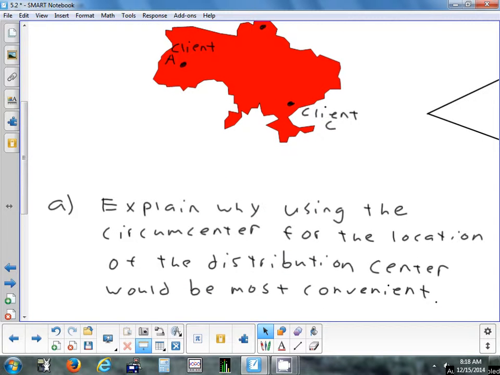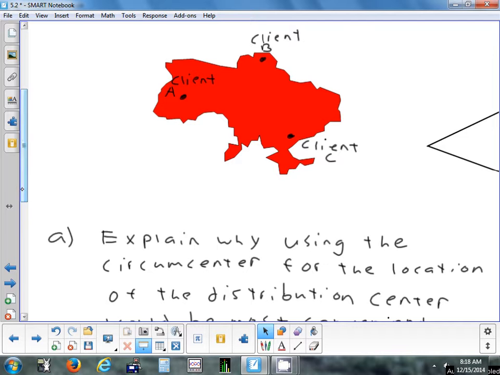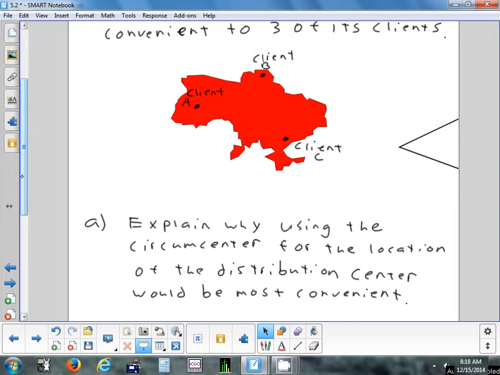So I want to know why using the circumcenter as the location for the distribution point would be the best way to do it. They had a map or a grid of a city, and they sketched it out. Maybe they couldn't get it perfect in a real city; there could be a river or something. But they try to get it pretty close to the circumcenter. Why is that going to be the best location, assuming all else equal? Yeah? Because it's the center.